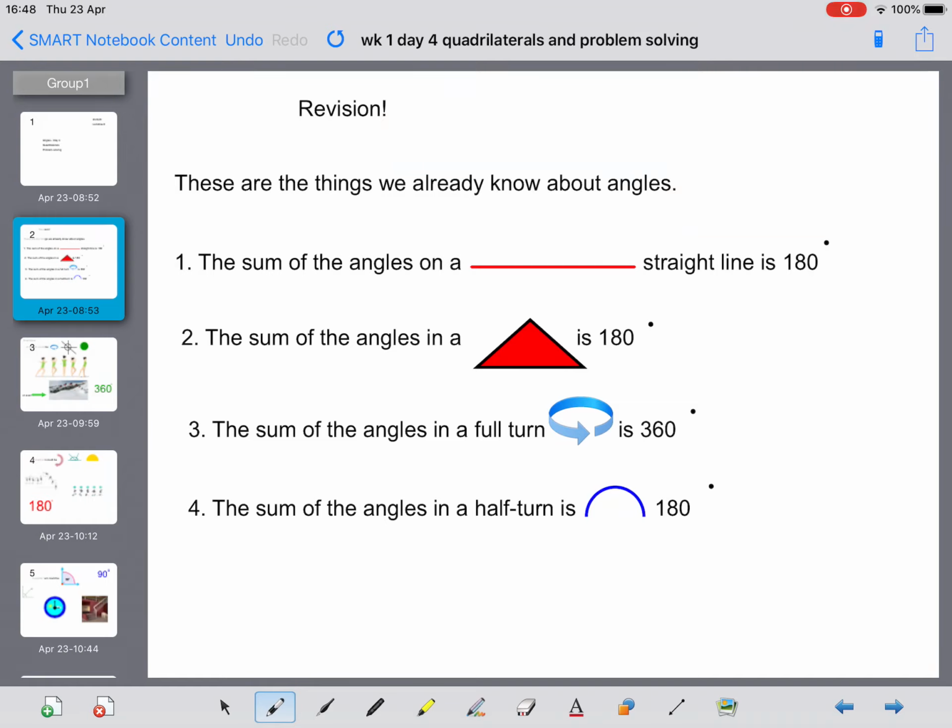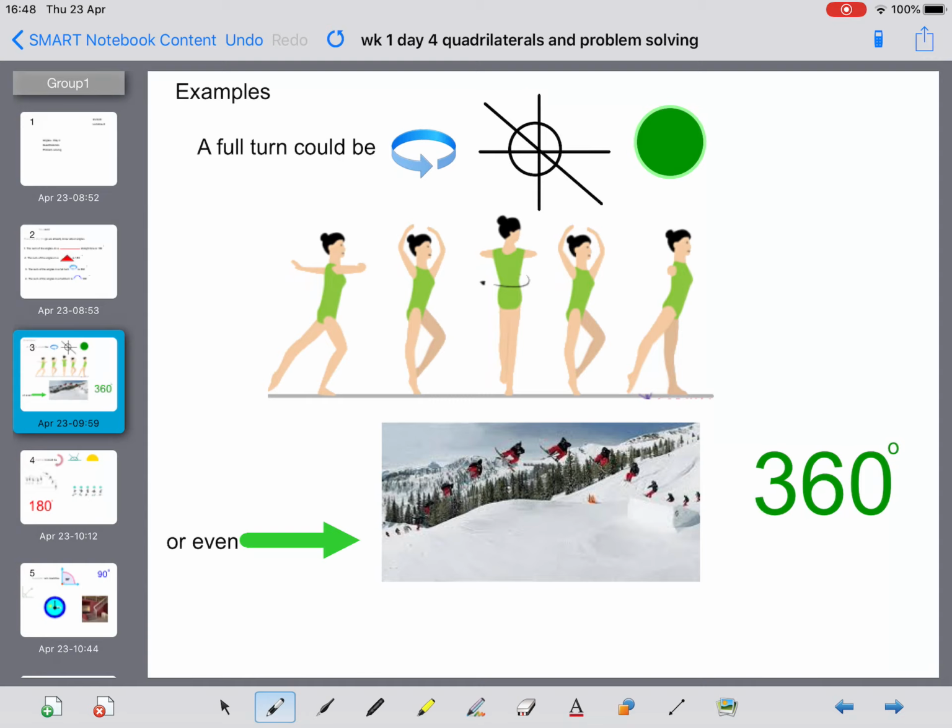In a full turn is 360 degrees. And in a half turn is 180 degrees. You should know that. Here's some examples of what a full turn could look like. So it could be like that, like that, in a circle, for instance, or angles at a point like this one. It's called angles at a point.